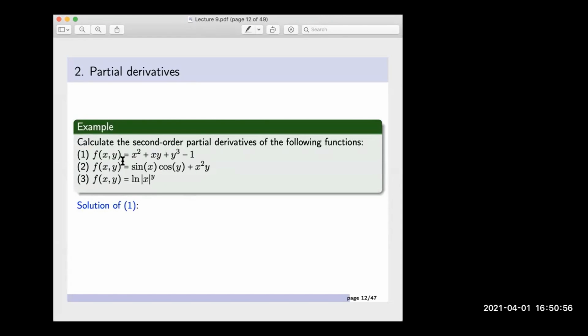And let's compute the second order partial derivative of this function. Okay. So you know that just now you have already computed the first order partial derivative of this function, right? So if you take a derivative in x, you get 2x plus y. Okay? Remember, you get 2x plus y. That's the first order partial derivative. What if you take another partial derivative?